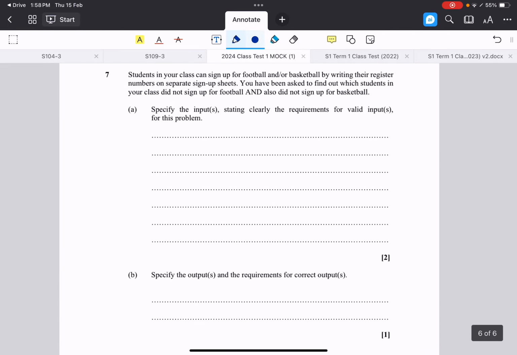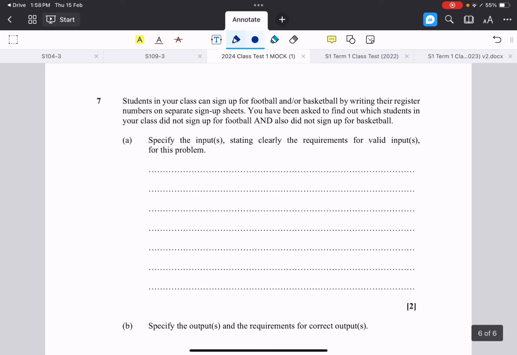Okay, moving on. Next one, we have this scenario here. Students in your class can sign up for football or basketball, right? By writing their register number on a separate sign-up sheet. You have been asked to find out which students in your class did not sign up for football and also did not sign up for basketball. So what we need to do is figure out what the inputs are, right? Since it's a student in the class signing up, we need their register number. So the first input we need will probably be the class list, right?